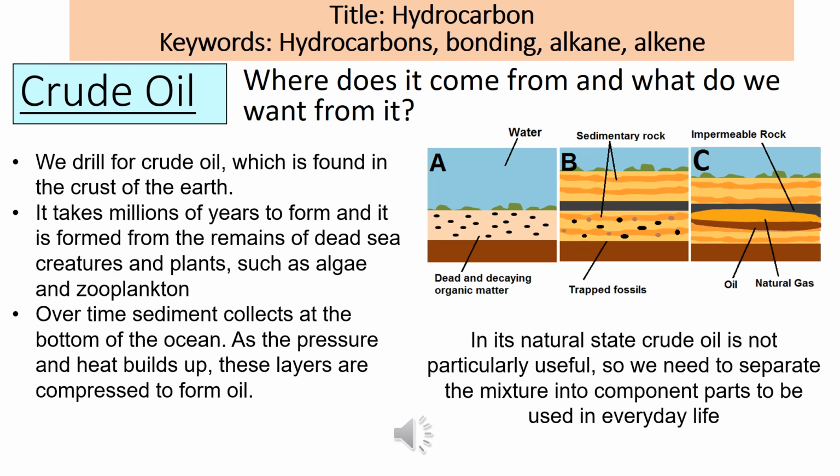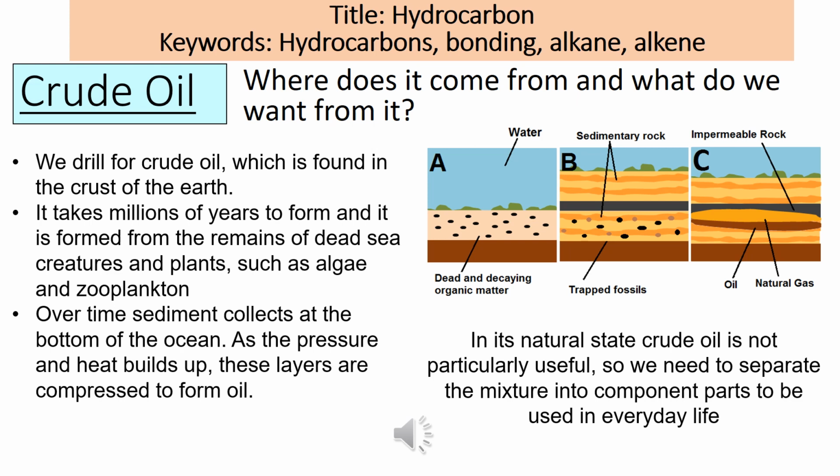Now we are going to look at how crude oil is formed and what we want from it. We drill for crude oil, which is found in the crust of the earth. It takes millions of years to form, and it is formed from the remains of dead sea creatures and plants such as algae and zooplankton. Over time, sediment collects at the bottom of the ocean. As the pressure and heat build up, these layers are compressed to form oil.